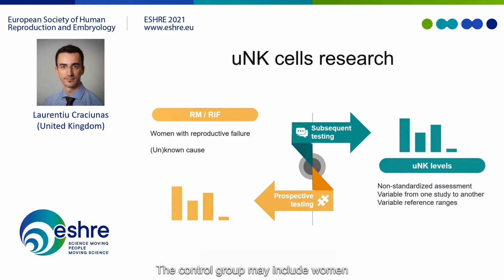The control group may include women who have had successful natural conception not suffering from infertility, or women who had successful IVF treatments. I will call this subsequent testing because the testing happens subsequently after completing the IVF treatment or the pregnancy. On the opposite side stands prospective testing, where you apply a test and prospectively follow up the reproductive outcomes after that. It is really important to understand the difference between these two concepts.